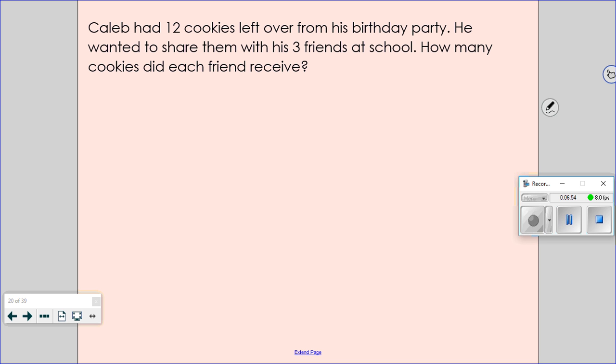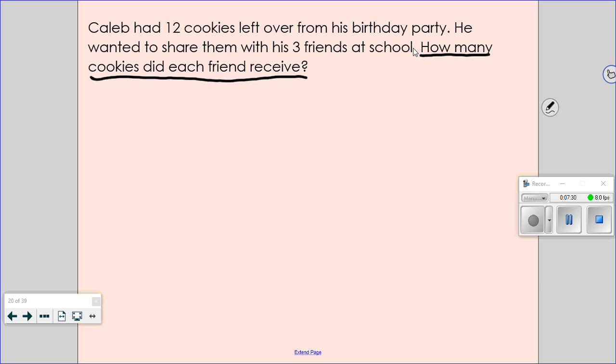First step in a word problem is always the same thing. I need to read it and then figure out what my answer sentence is going to be. This problem says, Caleb had 12 cookies left over from his birthday party. He wanted to share them with his 3 friends at school. How many cookies did each friend receive? Read this last sentence one more time, and then write an answer sentence in your notebook.